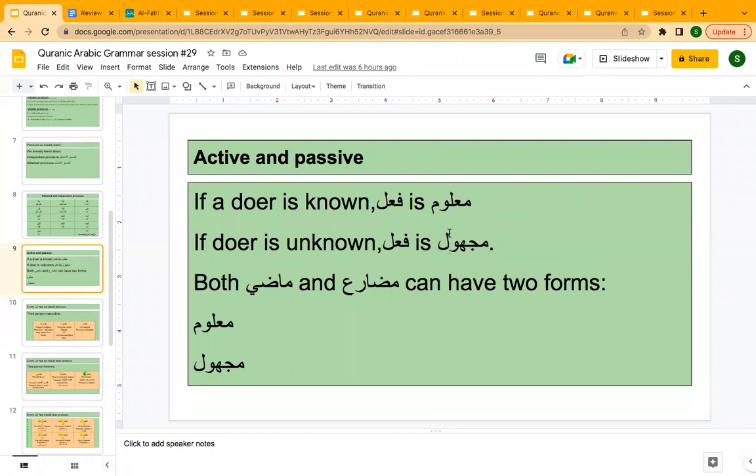Majhul, what do you think is the stem word for majhul? Jahala. From the time of jahaliyat, right? So from there you get the word. Jim ha lam are the root letters. And so jahil is someone who doesn't know anything, right? Ignorant. So now, if you are ignorant about your fail, if your doer is unknown, the fail is going to be called majhool because its doer is unknown. Nobody knows who is the doer of this fail. Is this something clear?